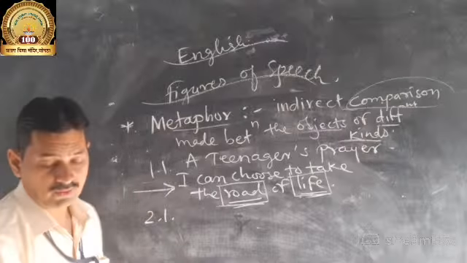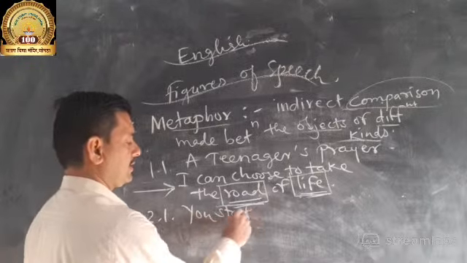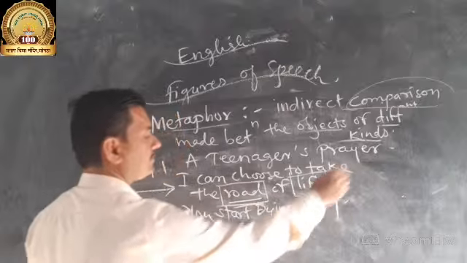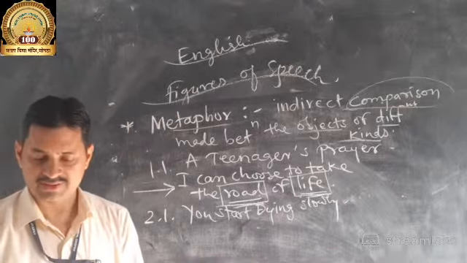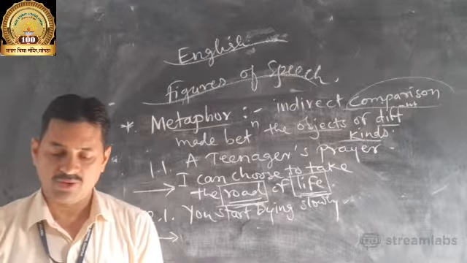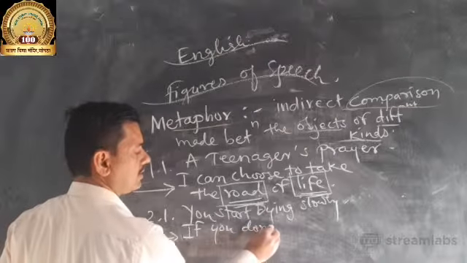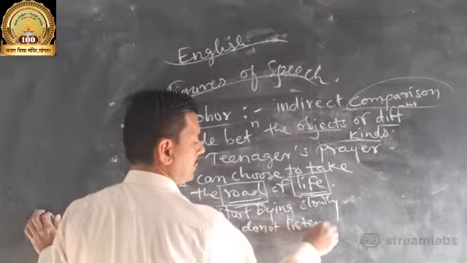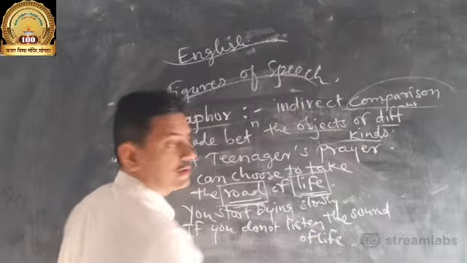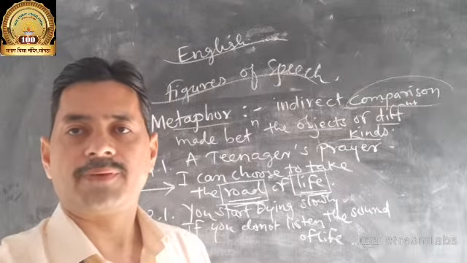Another example, that is 2.1, You Start Dying Slowly. This is also a poem. Maybe the poem is not for our syllabus. Still, you can find in this poem the line: if you do not listen to the sound of life.